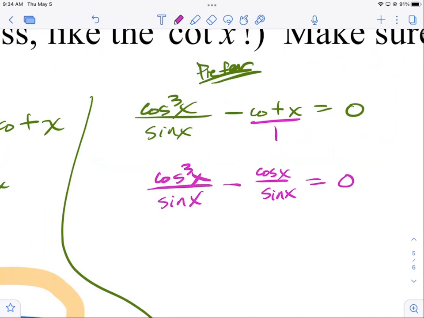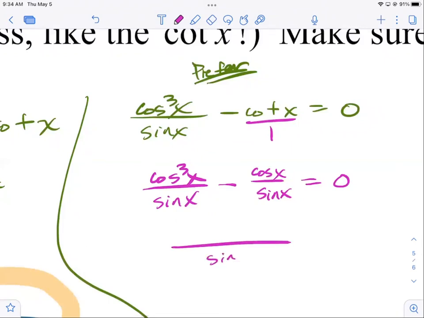Why did that kill two birds with one stone, or solve two problems at once? It gave me a common denominator, right? And it put it in terms of sine and cosine. So now I'll just put it all over the common denominator. And that's cosine cubed of x minus cosine of x.